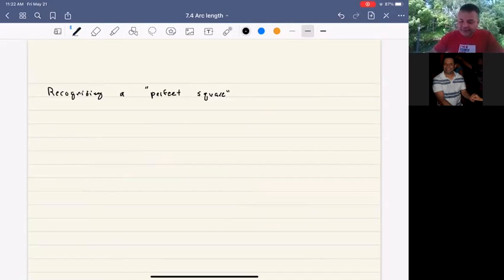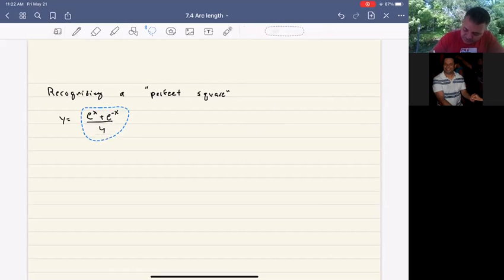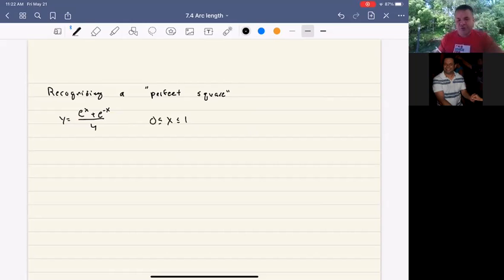Okay, so let's take y equals e to the x plus e to the negative x over 4. Let's take x going, I don't really care what, 0 to 1. Now if you really want to, you could do this with hyperbolic cosine, but let's not. Let's actually do it straightforward.